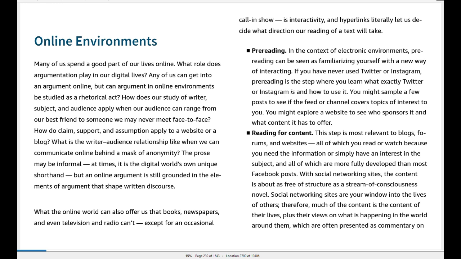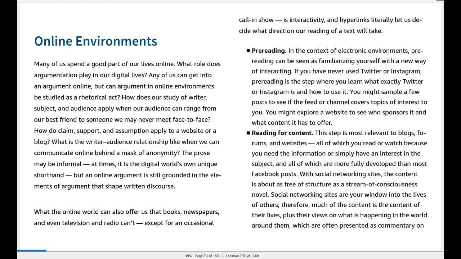How do claim, support, and assumption apply to a website or a blog? What is the writer-audience relationship like when we can communicate online behind a mask of anonymity? The prose may be informal. At times, it is the digital world's unique shorthand, but an online argument is still grounded in the elements of argument that shape written discourse.